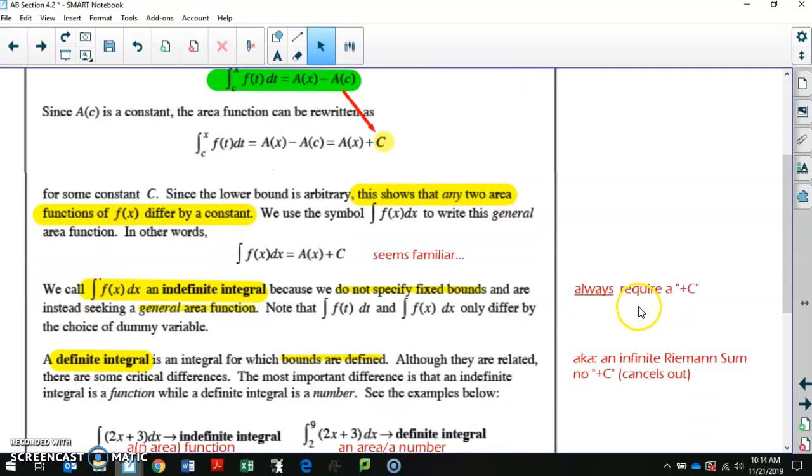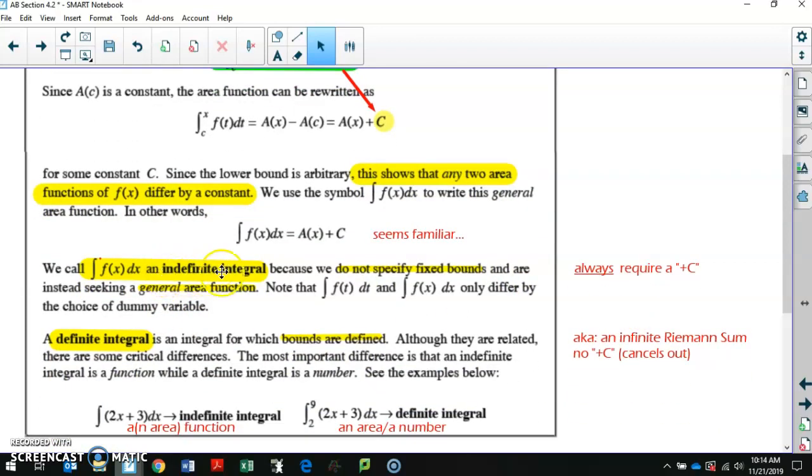So, some more terminology here. We could also have an indefinite integral where there's no boundaries over here. There are no specified boundaries. We're going to get a general area function versus a definite integral where we have boundaries. They're well defined, and we're going to get a specific area, a numerical answer.